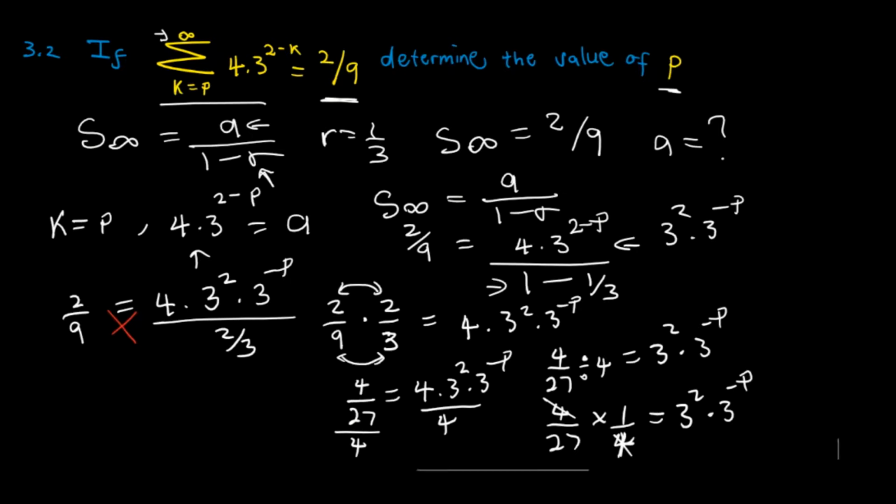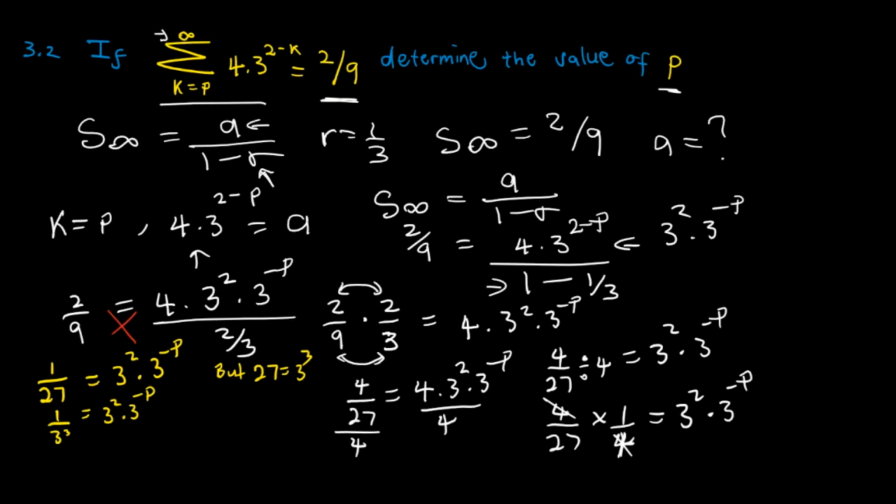Then what we will have here is it's going to be 1 over 27, which is equals to 3 to the power of 2 multiplied by 3 to the power of minus p. But we know that 27 is the same as 3 to the power of 3. So we're going to write 1 over 3 to the power of 3 is equals to 3 to the power of 2 multiplied by 3 to the power of minus p. And then we're going to divide by 3 to the power of 2, which we have 1 over 3 to the power of 3 divided by 3 to the power of 2 is equals to 3 to the power of minus p.